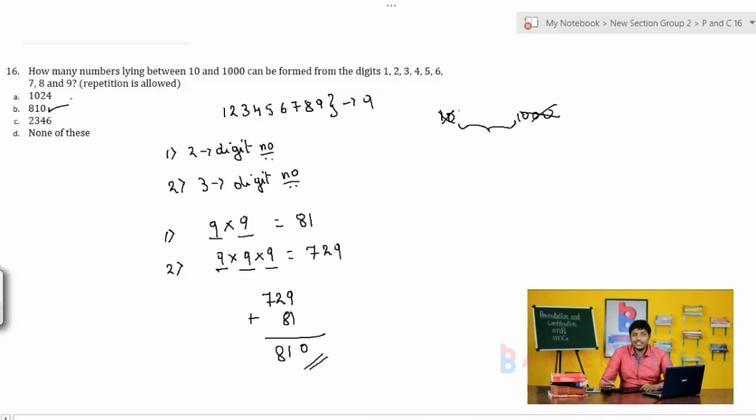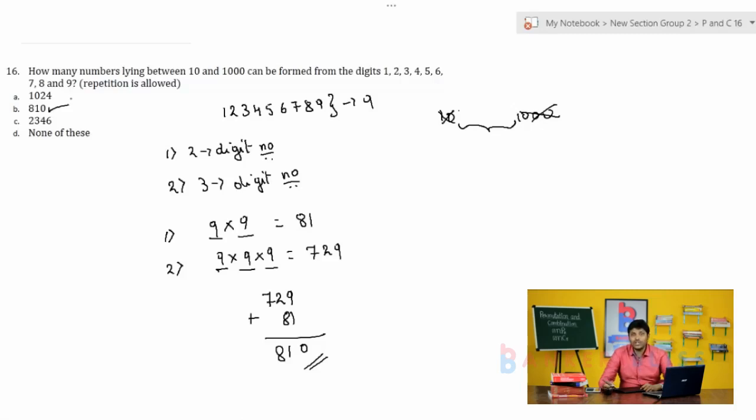The only thing you have to identify is how many 2-digit numbers and how many 3-digit numbers you are going to get. So 2-digit numbers are 81, 3-digit numbers are 729. In 2-digit numbers, you should not accept 10, because they are asking us to calculate between 10 and 1000, which means you have to exclude 10. After excluding, you got 81. Adding 81 and 729, you got 810. So option B is the right answer.